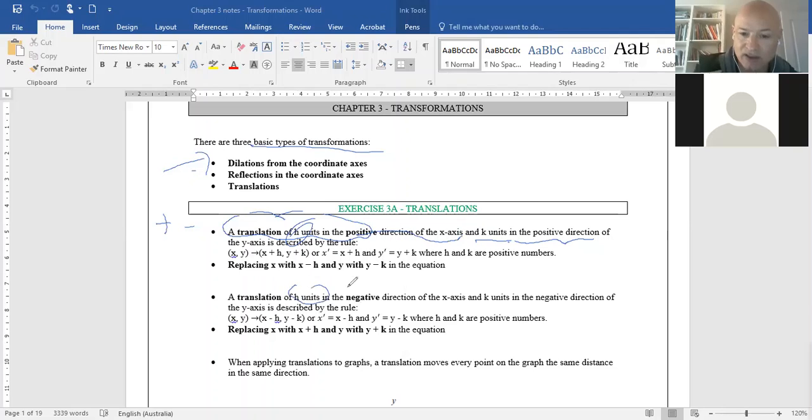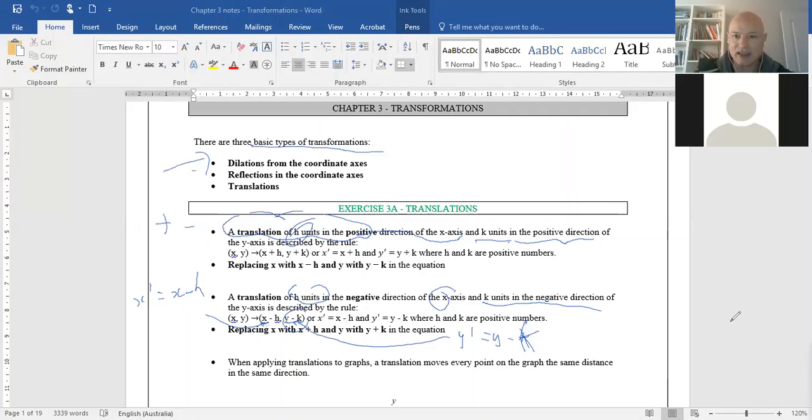So h units along the x-axis becomes x minus h. K units in the negative direction of the y becomes y minus k. From there, we can get our image for both of them. So here, x minus h is the image, and here, the image is y minus k. Now, of course, we move every point on the graph the same distance.